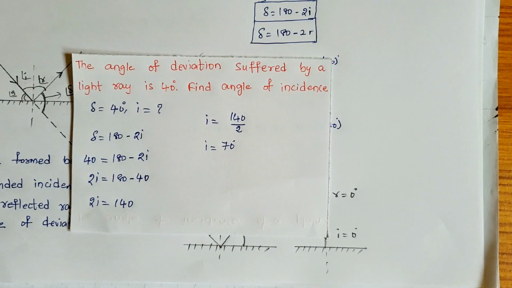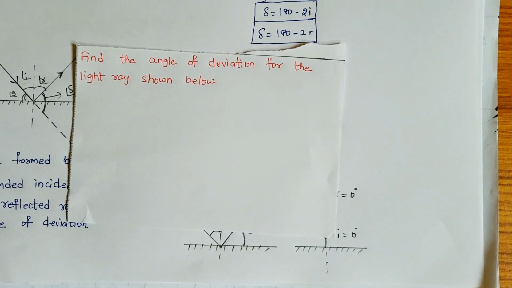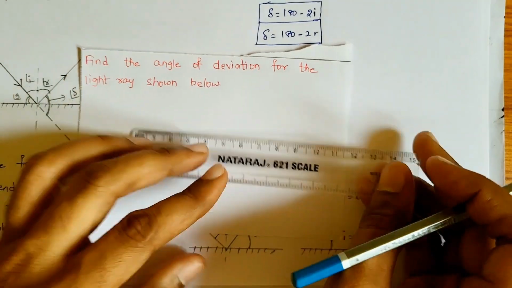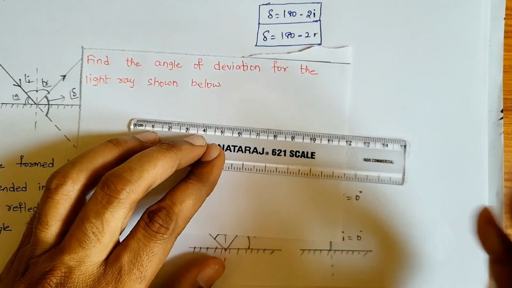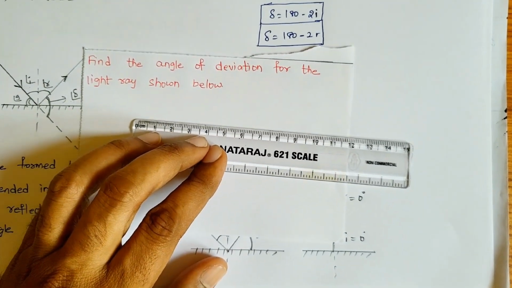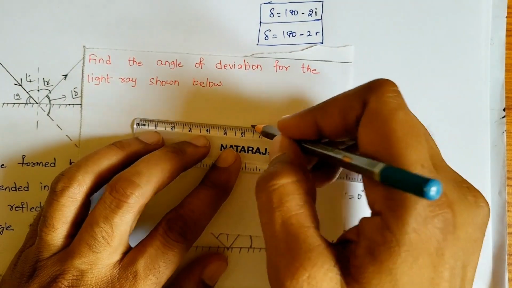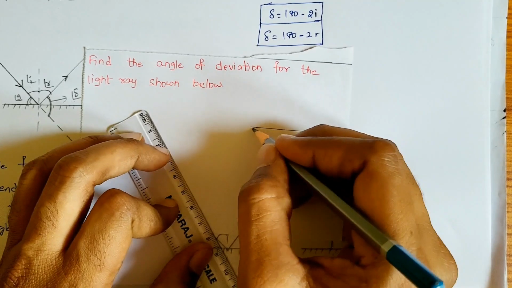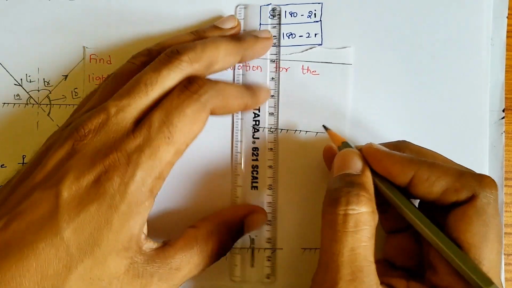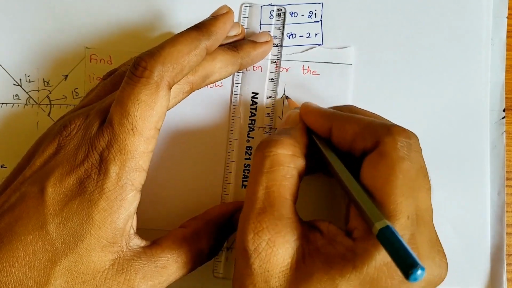Okay, so this is about that problem. Let us take the next question now. Find the angle of deviation for the light ray as shown below. Here, how will the light ray come? Suppose the light ray is like this. This is the light ray. The incident light ray is coming like this. Then the reflected light ray is like this.